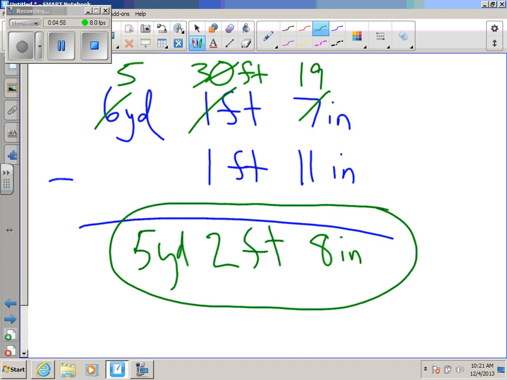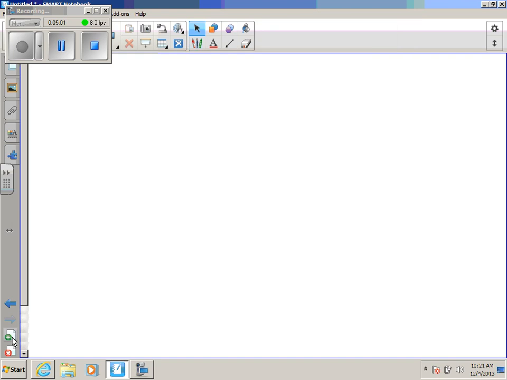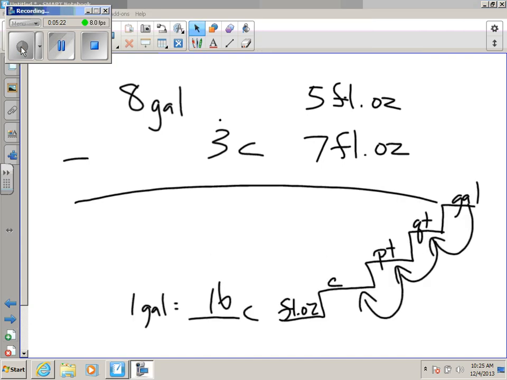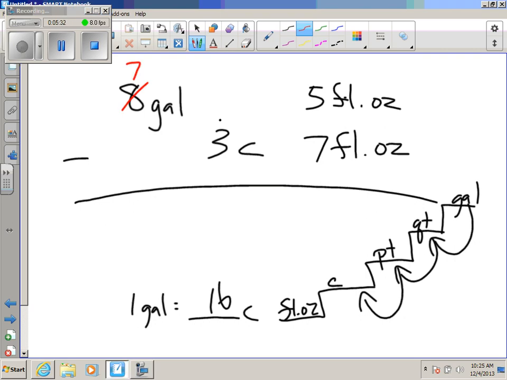All right. So, your turn. 8 gallons and 5 fluid ounces, minus 3 cups and 7 fluid ounces. And that's okay. You'll understand in a minute. So I need more fluid ounces, so I need more cups. So I'm going to take away a gallon, and that gallon equals, we said 16 cups, right?